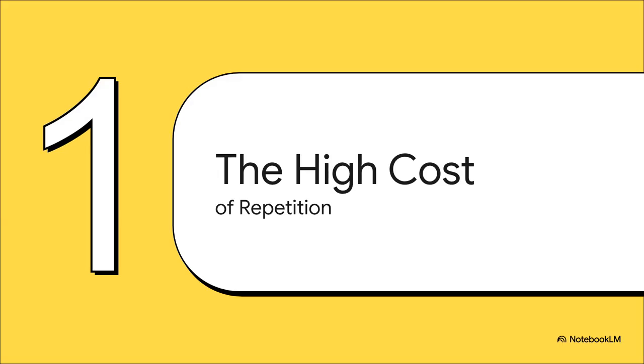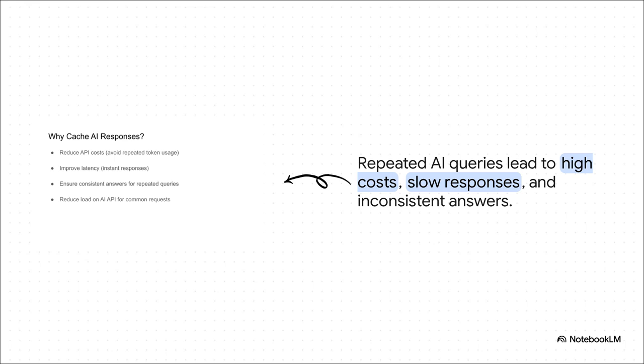Okay, so Section 1, the high cost of repetition. You know, this is about more than just the money, even though, let's be real, cutting down on those API costs is a huge win. It's also about speed, or latency, getting rid of those annoying delays for your users. And it's also about consistency, right? Making sure the AI gives the same correct answer every single time someone asks. Caching tackles all three of these head on.